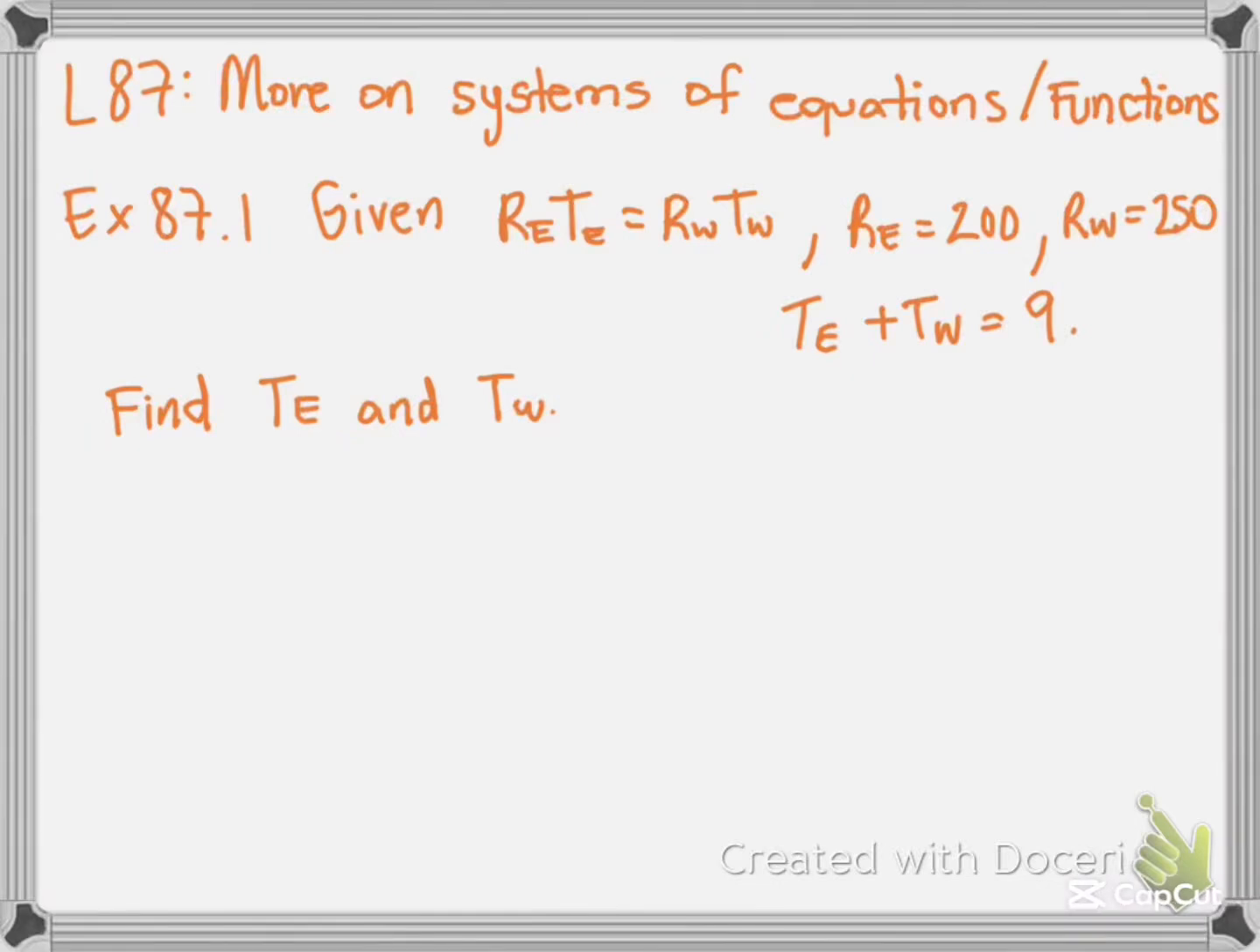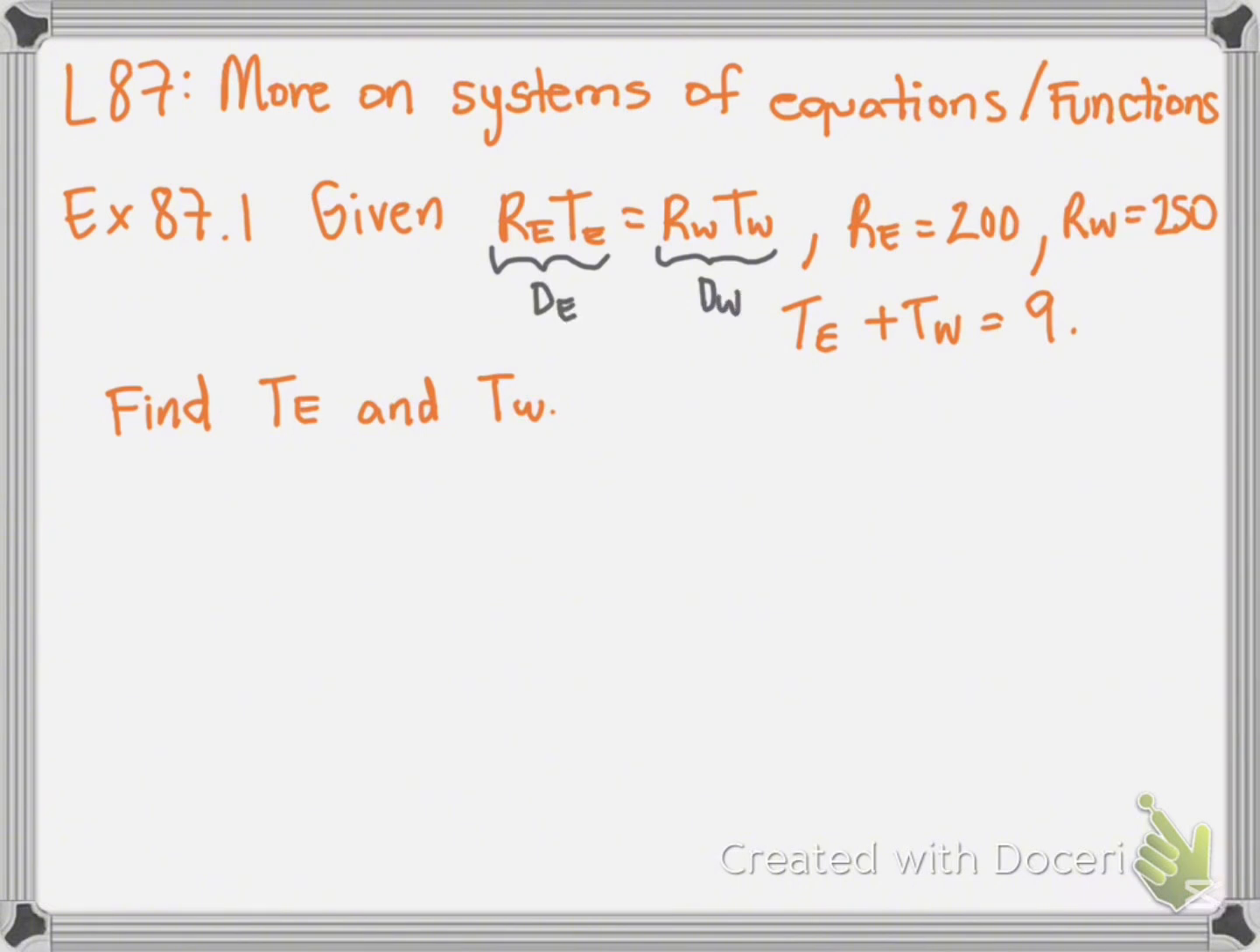Lesson 87, more on systems of equations and functions. So remember that in these kinds of examples, when we have the RATE, what that is representing is distance. Because if I multiply the rate or the speed times the time, I get distance. The rate of Esteban times the time of Esteban equals the rate of William times the time of William. And what I'm actually saying is that they travel the same distance. Both of the distances are the same.